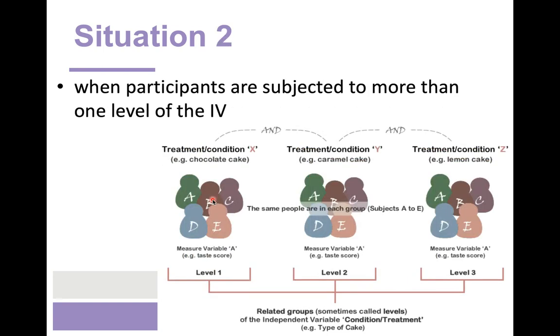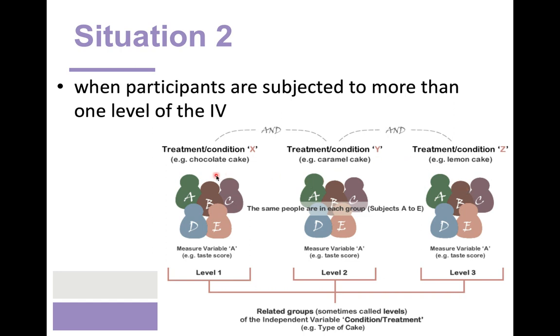Versus situation 2, where imagine that you work for Hostess, right? The company that makes the little cakes and bars and sweet treats, things like that. You work for Hostess, and Hostess wants to study how much people like its different flavored cakes. So you bring a group of people into a lab and you give them chocolate cake and you have them rate how much they like it. Then you give them caramel cake and they rate how much they like it. Then you give them lemon cake and they rate how much they like it.